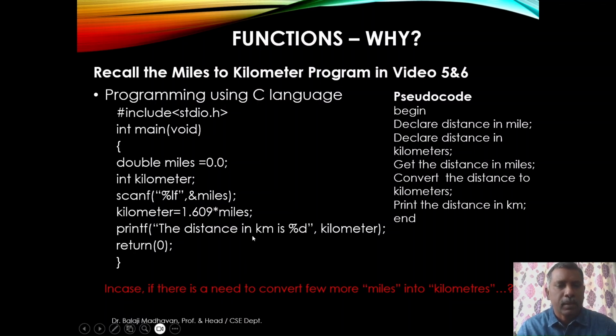Now, let us imagine, in case there is a need to convert a few more miles into kilometers. Here I have read a value of a mile, converted this mile into kilometer, and printed it. Now, if there is a need to convert many values like this, say mile 1 to kilometer 1, mile 2 to kilometer 2, mile 3 to kilometer 3, then how can I change this C code?